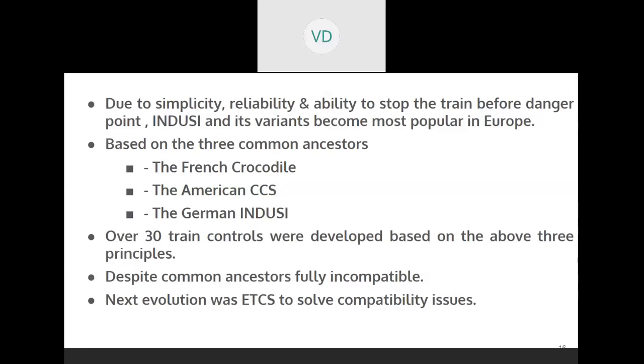railroads. It is an irony that all of them had a common ancestry from these three, but they were not compatible with each other. The ancestry was common, but they were not compatible. Hence the evolution was towards ETCS, which all of you must be knowing. So the point is that these three were the common ancestors, but the 30-plus systems developed were not compatible with each other.